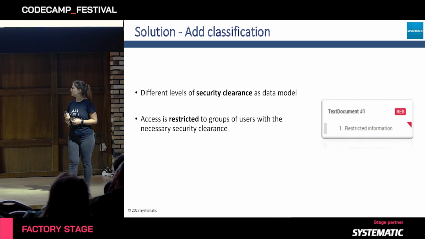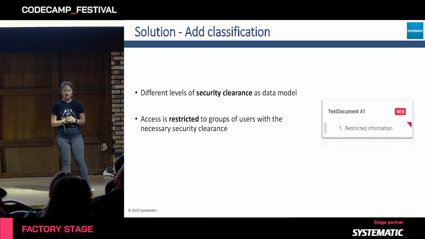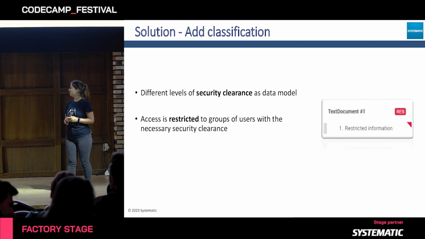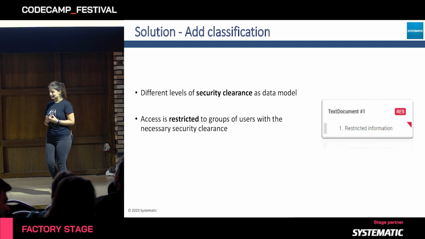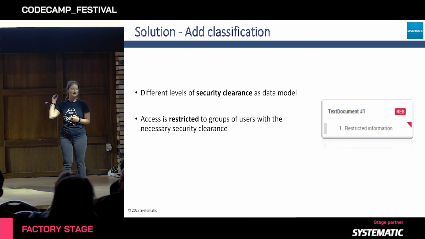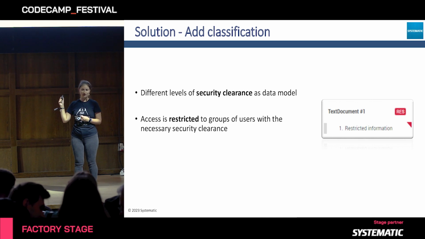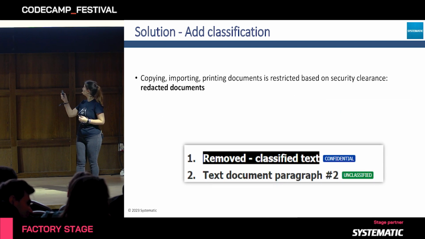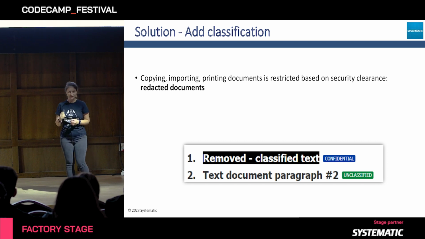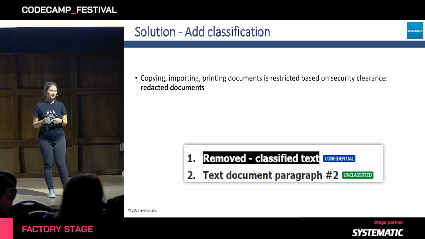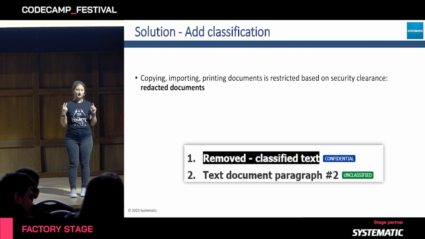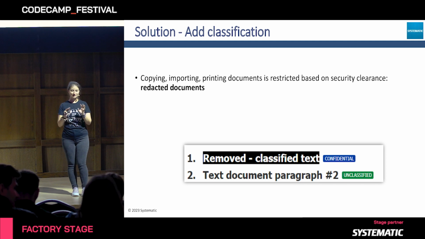In order to do that, we introduced security clearance as classification layers in our data model, and we restricted access. It looks exactly like this. This is a snippet from a printed version of a text document. You can see that the user is not security cleared to see that text. And of course, we needed to ensure that we're doing this when printing, when sharing, and when copying. So there really is no way to overwrite the classification.